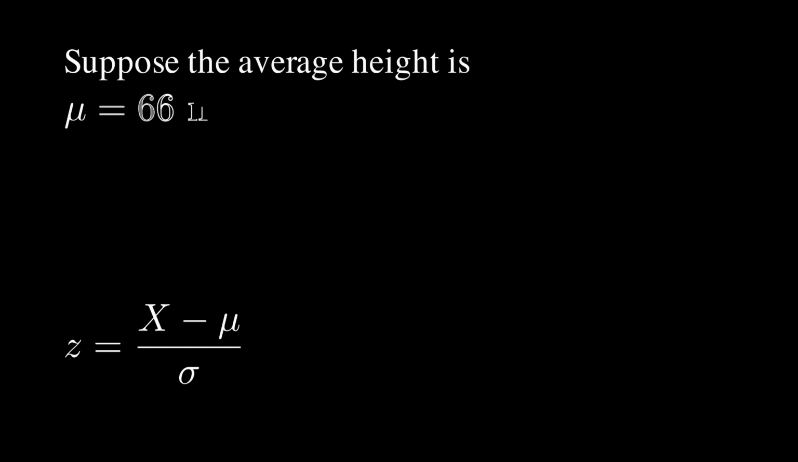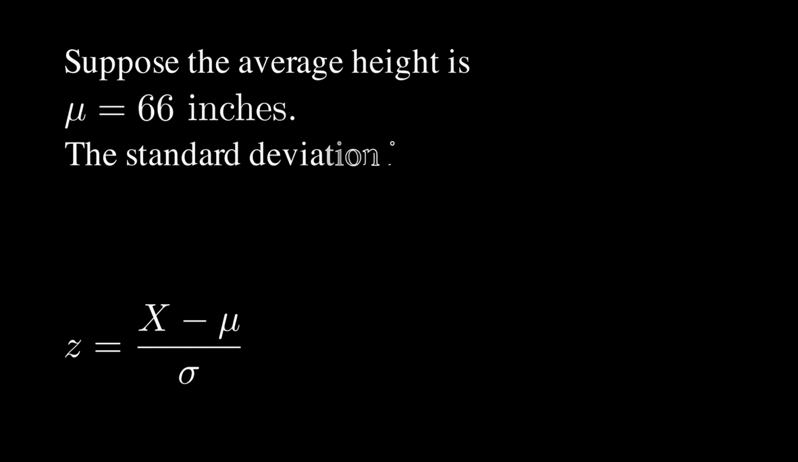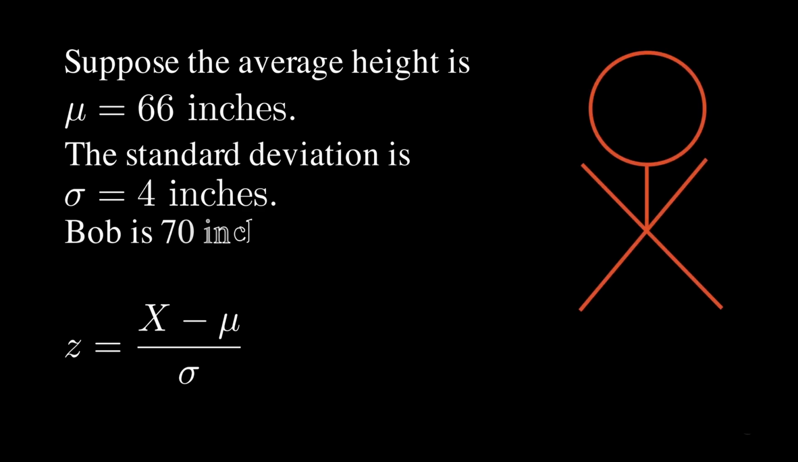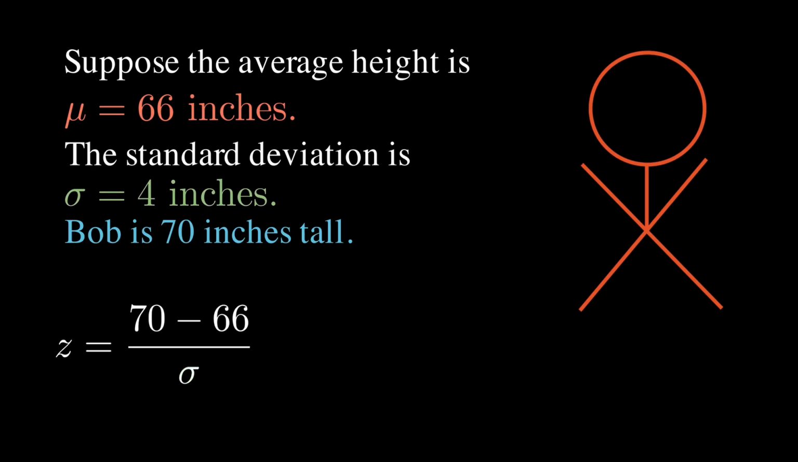Suppose the average height is mu equals 66 inches, and the standard deviation is sigma equals 4 inches. Bob here is 70 inches tall. What is Bob's z-score? Well, mu is 66, x is 70, and sigma is 4. Bob's z-score is 1. He is 1 standard deviation above the average height.